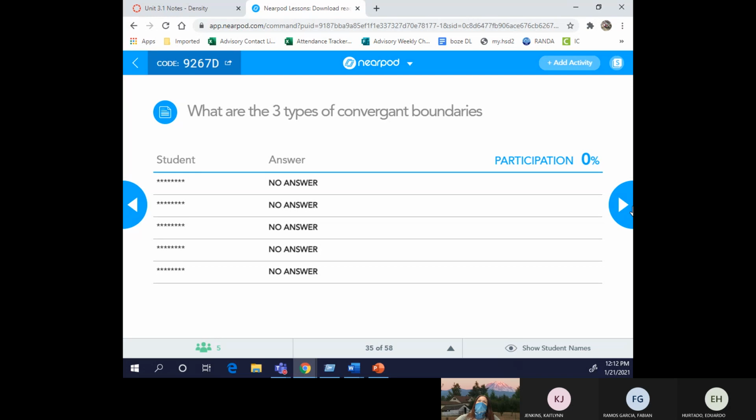All right. What are the 3 types of convergent boundaries? You can abbreviate if you'd like. 3 types of convergent boundaries. Emphasizing that word for a reason.